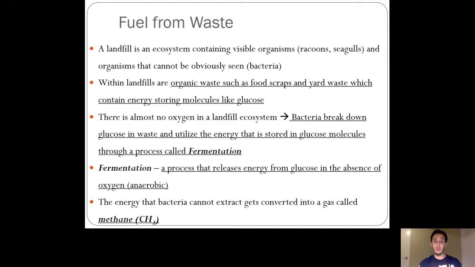And down in there, there's a lot of bacteria. The bacteria are breaking down glucose, but like we talked about last time, they're not using cellular respiration if there's no oxygen. They're using the process called fermentation. Fermentation is releasing energy without oxygen, so we call that anaerobic. Now, energy that bacteria cannot extract gets converted to methane. So one of the waste products that might end up being produced in this process is a gas called methane, which is CH4.